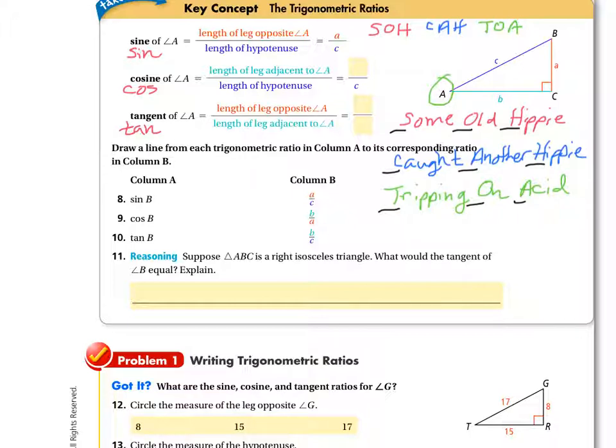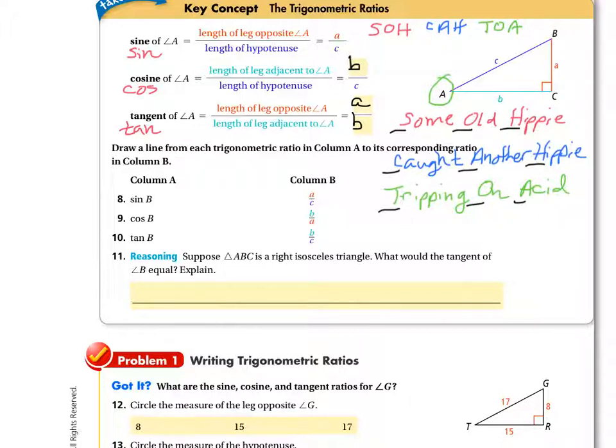All right, so let's finish filling out our key concepts. So for cosine, what did we say for cosine again of A? What leg is adjacent? B. So we want to put a B here. And of course, the C is still the hypotenuse. And then for tangent, what leg is opposite A? A, and adjacent B. So we want to put A over B.